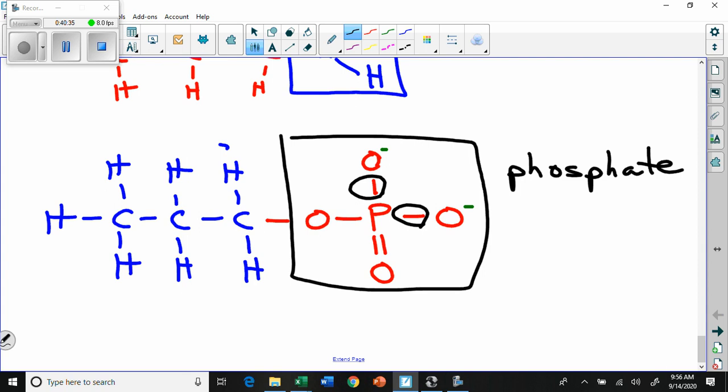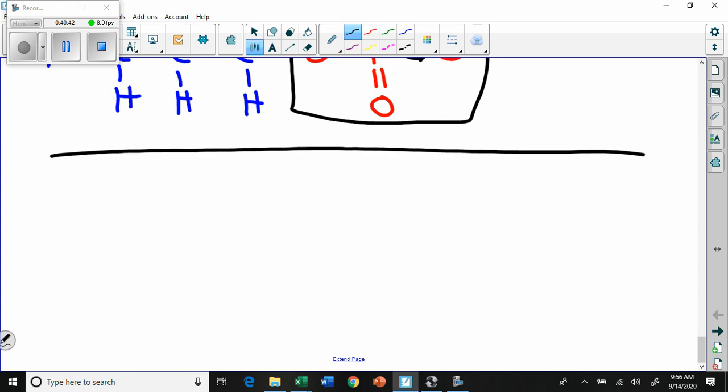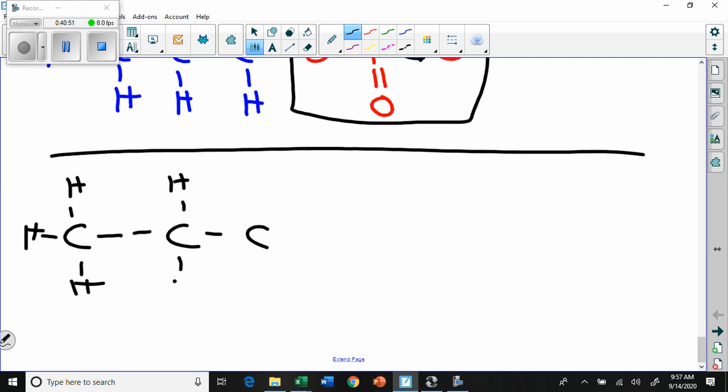So there's one more. I think in your textbook, there's one more group. It's called the sulfhydryl. So let's do that one too. Last one. Sulfhydryl. So here you've got some C's. H, H, H. Hydrogen's attached here.